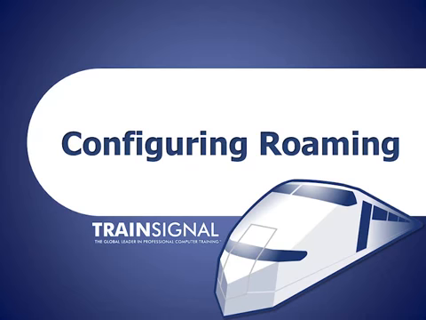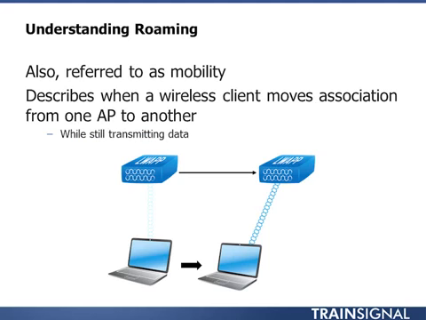In this lesson, we're going to talk about how to configure the roaming attributes on the wireless LAN controller. Now, many of you might be familiar with the word roaming from your cellular phone, where you can roam anywhere in the country or you can roam overseas. It's a similar concept when we talk about wireless LANs, and sometimes this is also referred to as mobility.